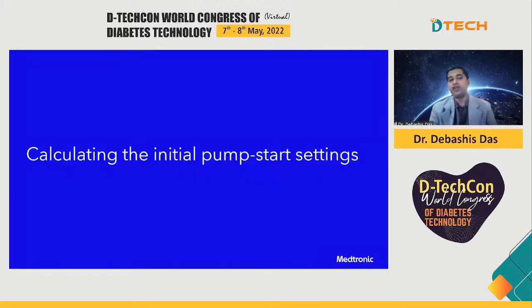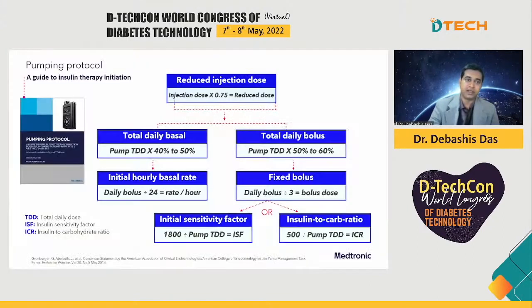Now let's see how we calculate the initial pump start settings. This is just a way of recommendation. You might change it a little here and there, and that is totally fine. Sometimes I also do it in a different way in my clinic. But normally it is advisable that whatever the total injection dose is, we reduce it by 25%. Then whatever dose comes, you split it 50-50 or 40-60, so you get the total daily basal and total daily bolus.